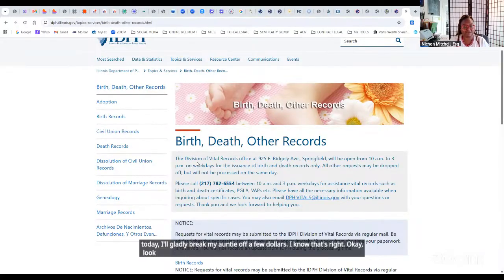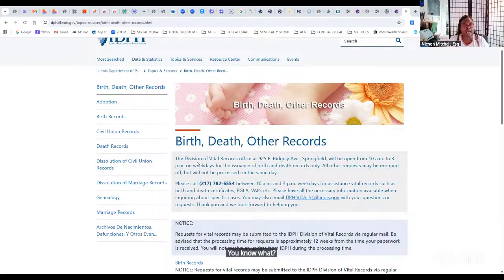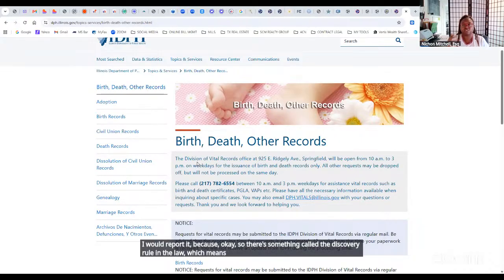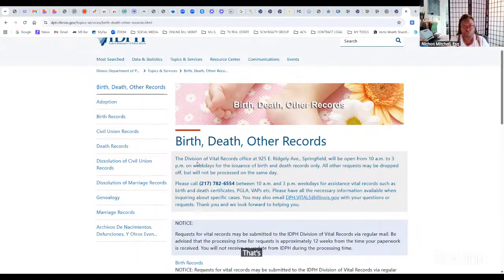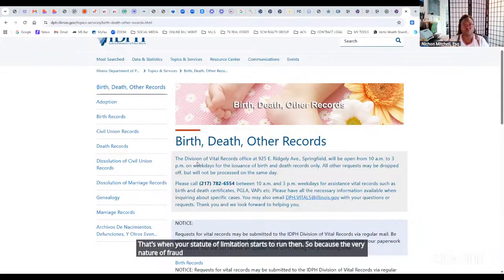All right. So Angela, is there a time frame to report the fraud? You know what? I would report it because there's something called the discovery rule in the law, which means your time frame kind of starts running when you find out. Because a lot of times when it's fraud, it was purposely concealed or purposely hidden from you so that you couldn't know about it. So that's when the discovery rule kicks in and says when you first find out about it, that's when your statute of limitations starts to run. Because the very nature of fraud is the person was pulling a fast one on you. They were pulling the wool over your eyes. They were deceiving you such that you wouldn't find out the truth, so you wouldn't know that they were doing you wrong. So that's how that works.